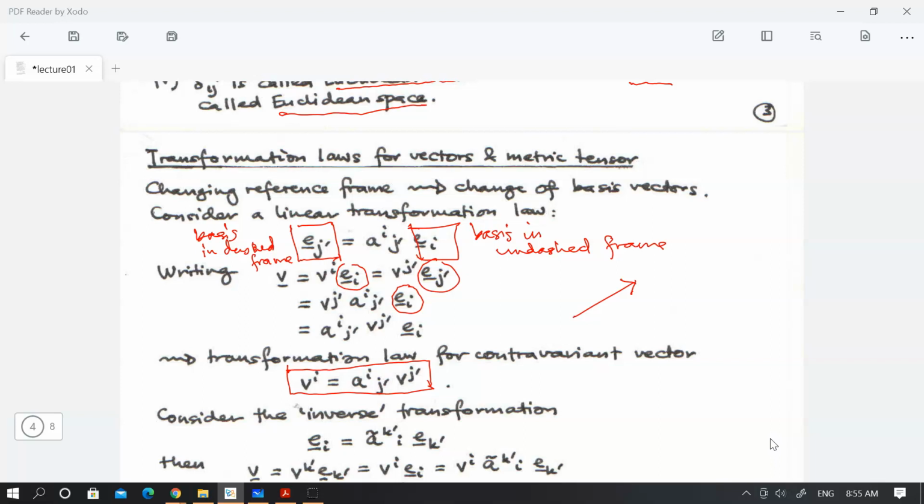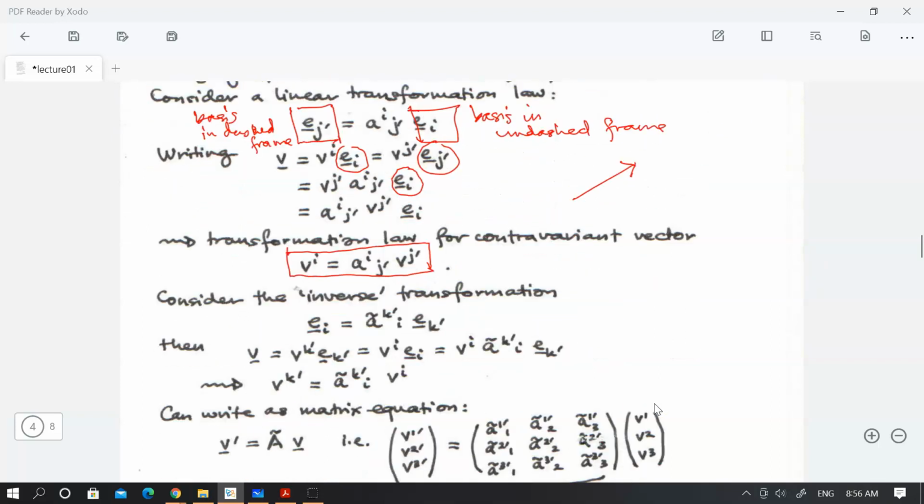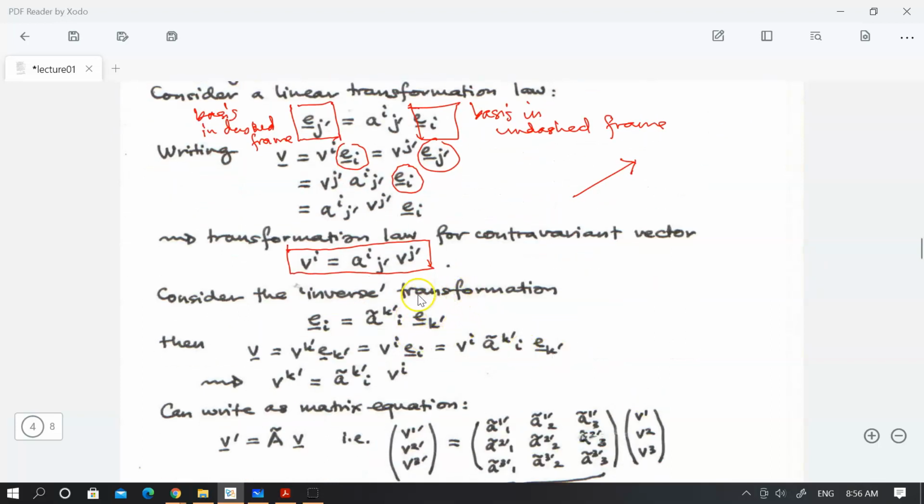I have 5 minutes left. Let me see. Okay, we can do, here I'm using this equation, right? Let's suppose I do an inverse transformation. That means, here I'm connecting this undashed basis to the dash basis. So the inverse transformation is to do a reverse: you connect the dash basis to the undashed basis. So this will be the inverse transformation.